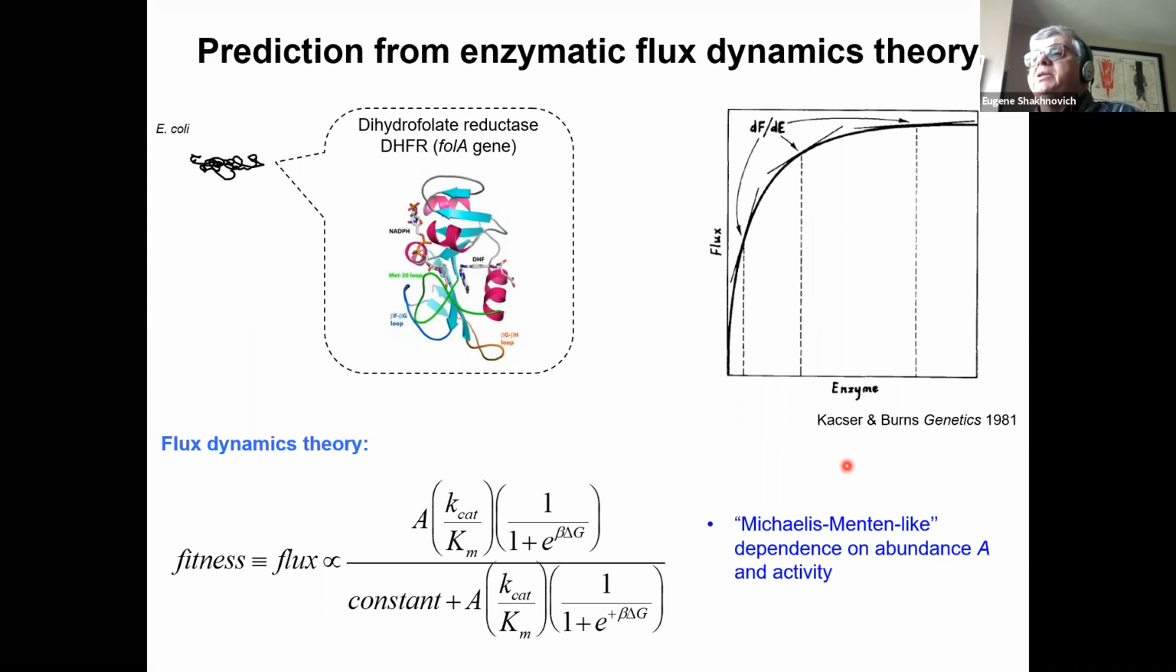And so this is the prediction, and this is the curve that is predicted, which shows that at high activity of the enzyme in question, it becomes a plateau, because the rate limiting steps are enzymes other than DHFR in this chain. And so this is the predicted behavior. And of course, the big question is whether this behavior is observed.